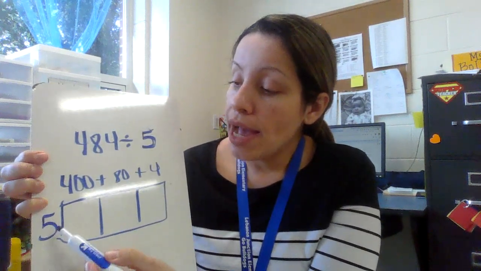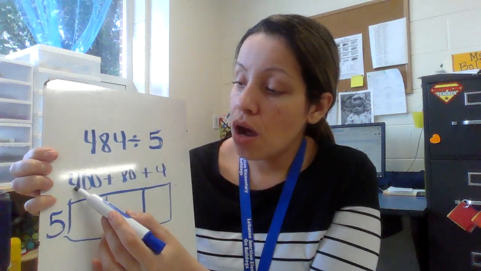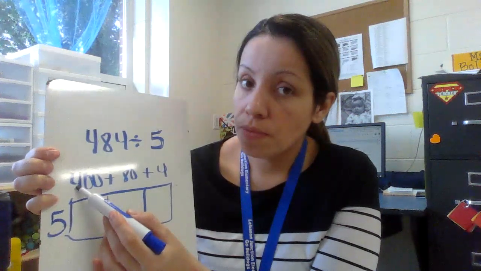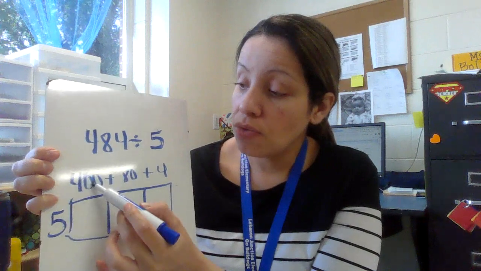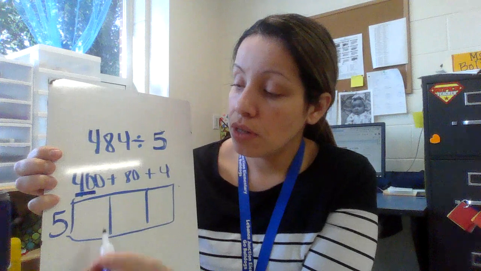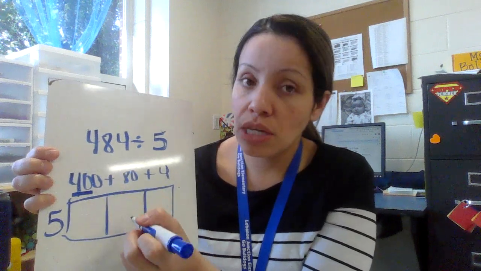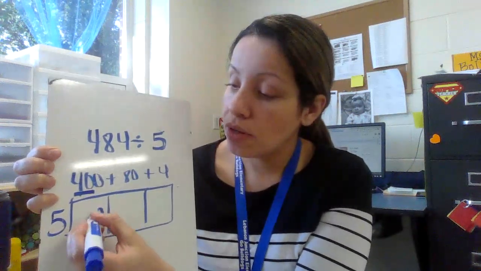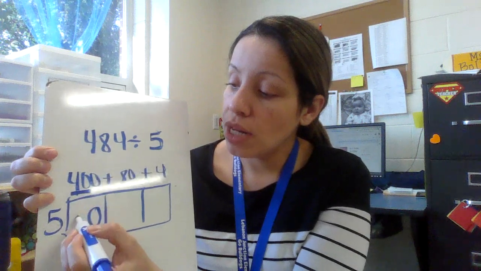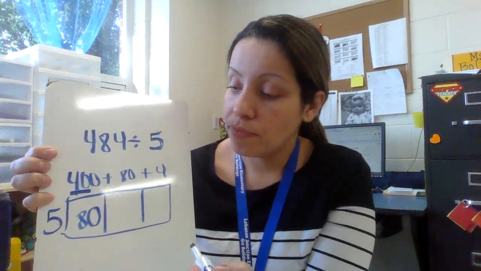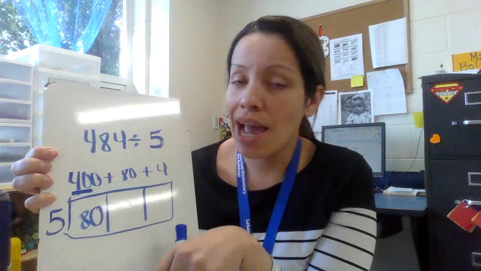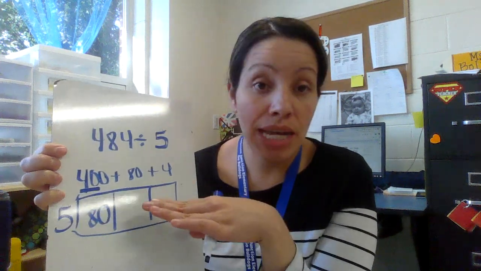Okay, so I know that 5 can't go into 4, but I know that 5 can go into 40. So I'm going to use these two numbers, and this extra 0 I'm going to bring down. 5 goes into 40 8 times. So that first number is 80. I have no remainders, so I don't need to carry anything over.